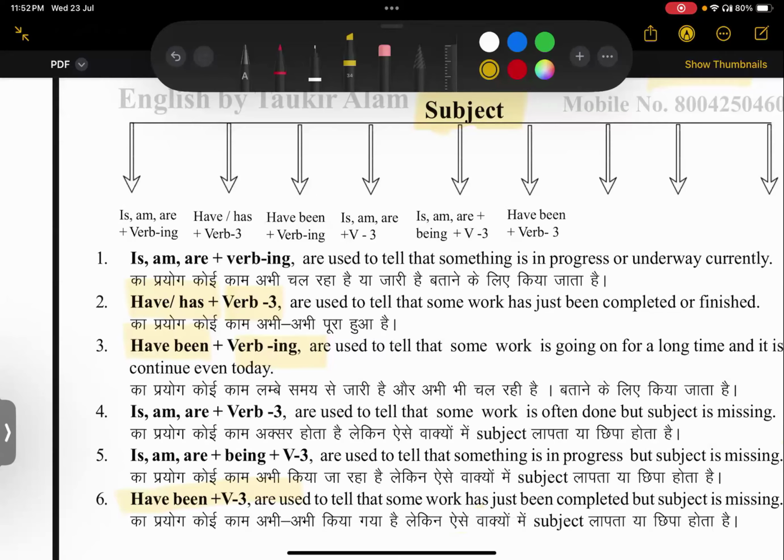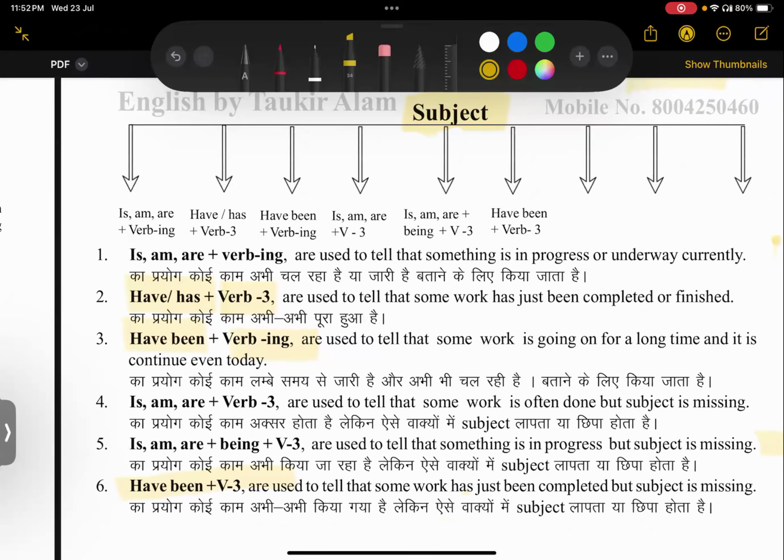I'm going to tell you. I have already taught you that have been plus ing form means that work is in continuous mode for a long time. All right. But if you say have been plus third form, this means that you are going to say some work has been completed. The work is over. The work is completed, but the subject is missing.